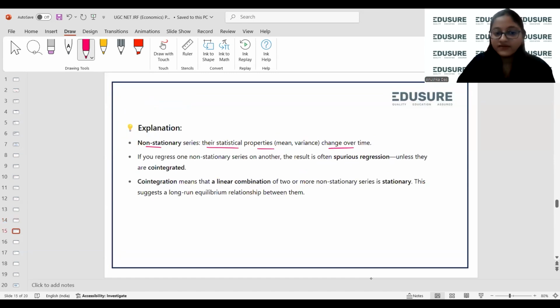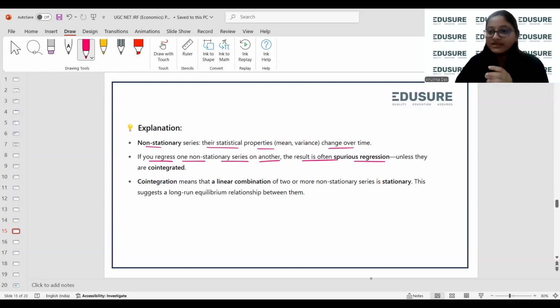If you regress one non-stationary series on another, the result is often spurious regression. Spurious means not truly correlated. Suppose the number of ice creams that you sell obviously depends on time, on season. And another is the number of shoes that you sell. These two are completely uncorrelated. There is no correlation between the ice cream sales and the number of shoes that you are selling.